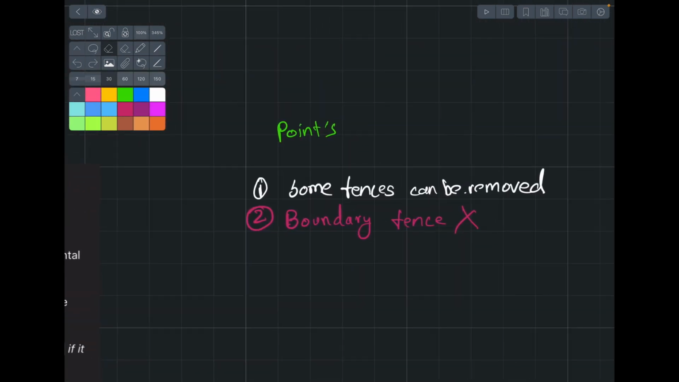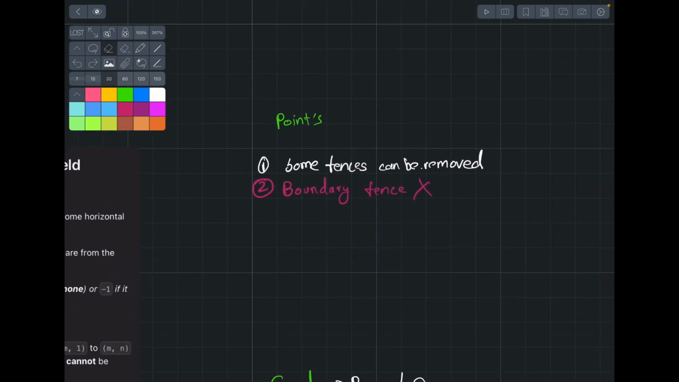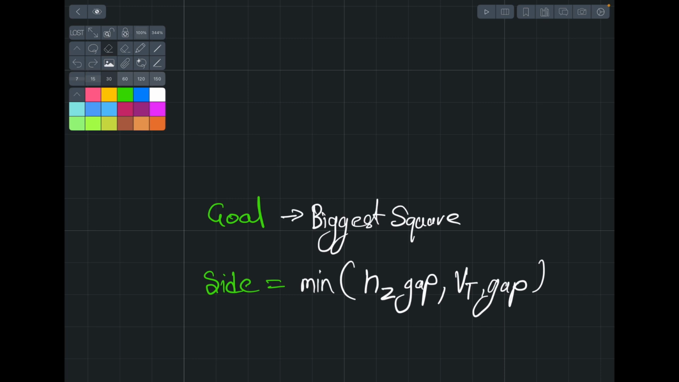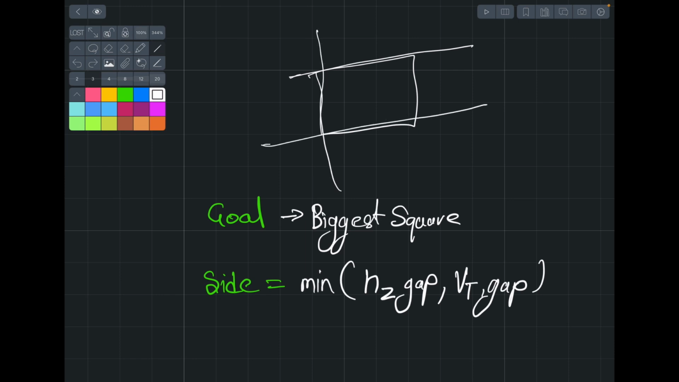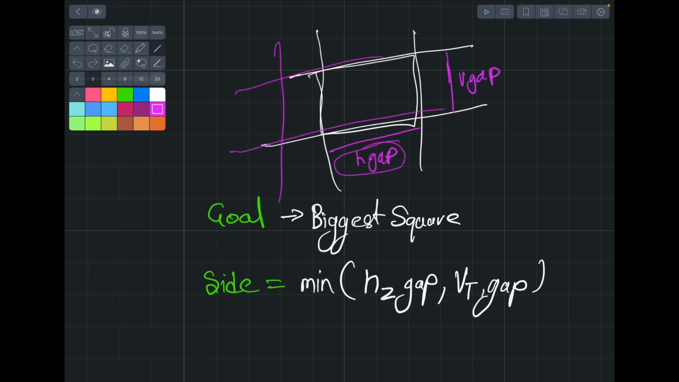The point is that some fences can be removed, but the boundary fences cannot be removed. Our goal is to have the biggest square, and its side will be the minimum of the horizontal gap and vertical gap. This is the vertical gap and this is the horizontal gap. There can be multiple gaps, so whatever the gaps are in horizontal and also in vertical, our answer will be that.